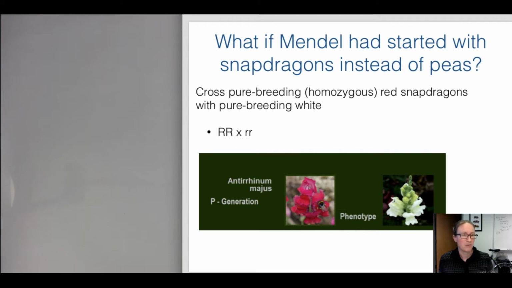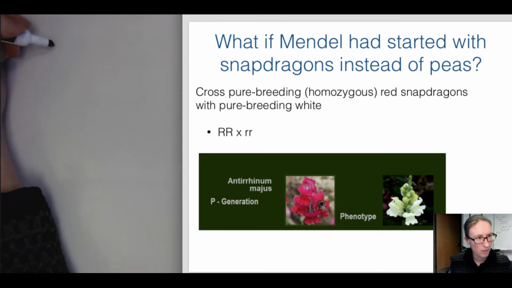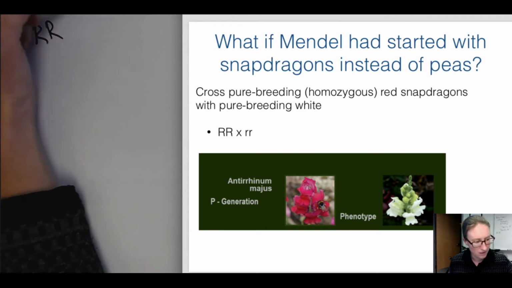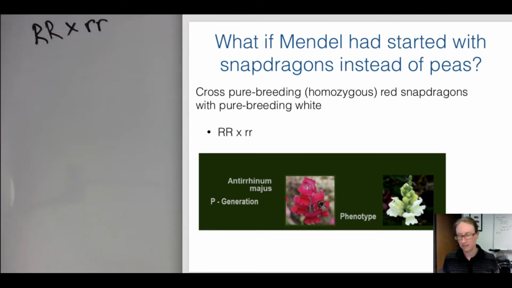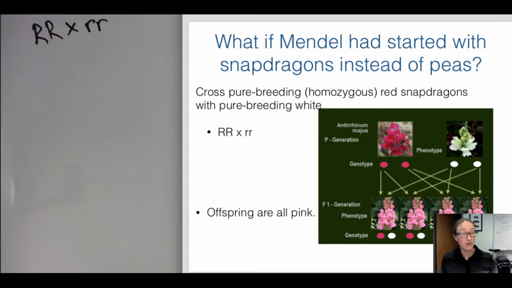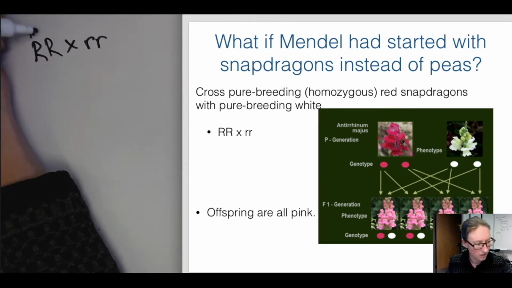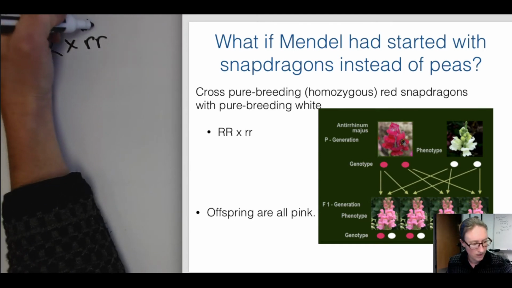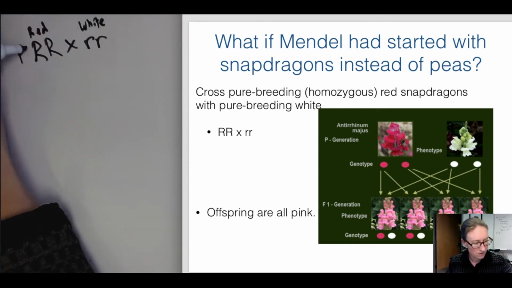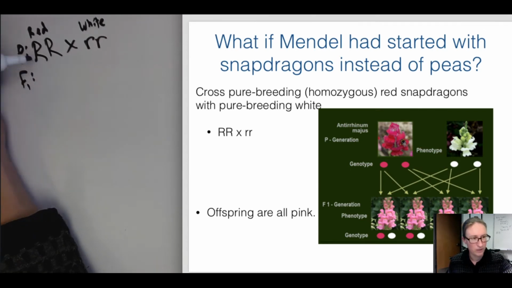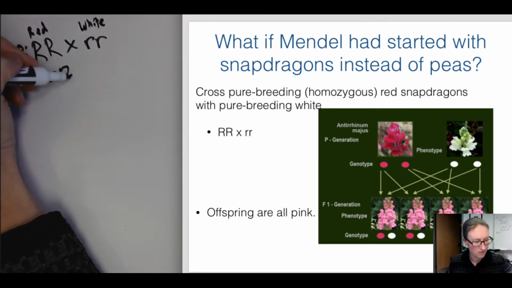So for this experiment, we're going to cross two pure breeding snapdragon varieties, one of these red snapdragons with white. So using the same notation that we'd used previously, we'd represent that as something like big R big R crossed with little r little r. So if we do this, what we discover is we go from parents that are red and white to an F1 generation that is 100% pink.